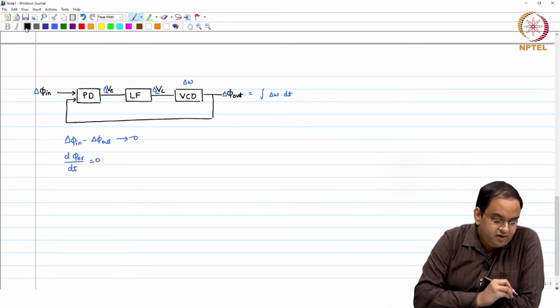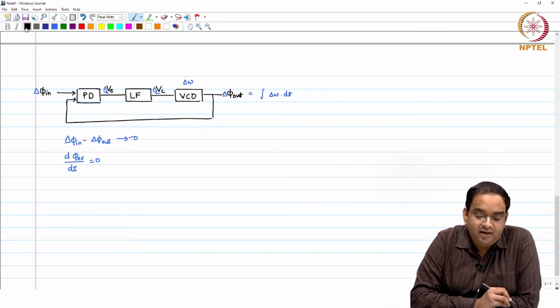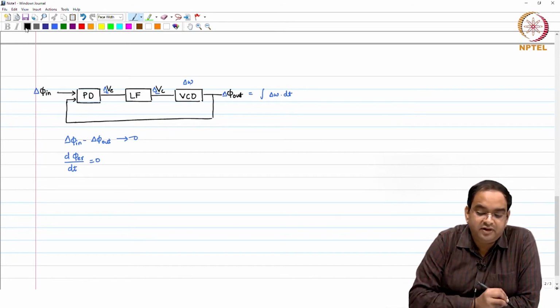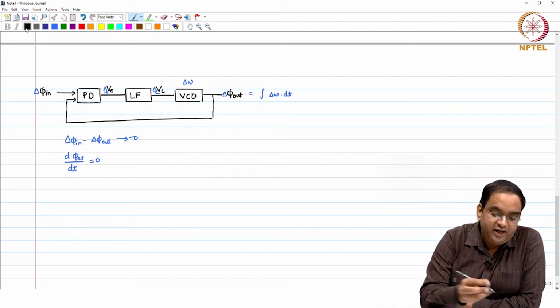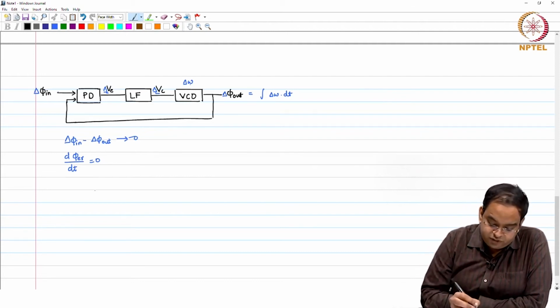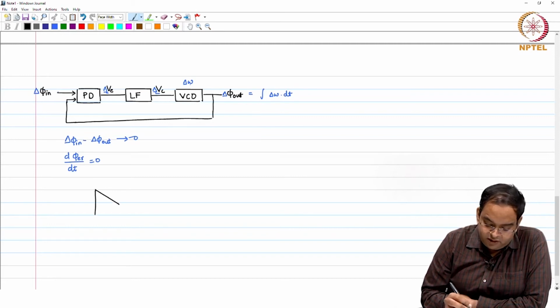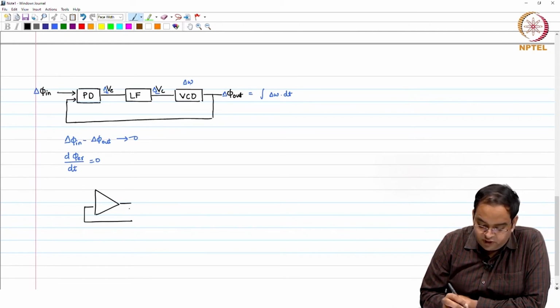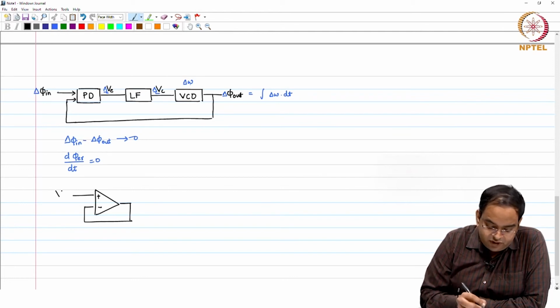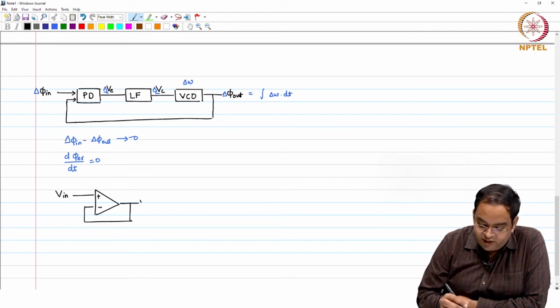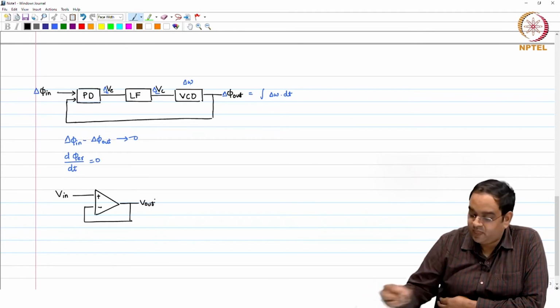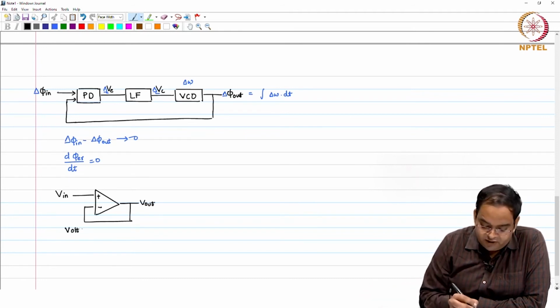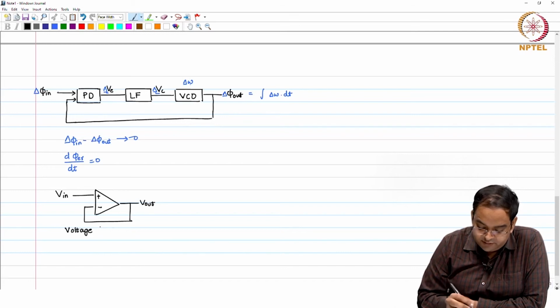If you look at this PLL block which we have seen, it seems to operate in a similar manner to a voltage follower or a buffer. For example, you are used to seeing a simple voltage buffer. This is a regular voltage buffer which you have used, where you have an input voltage and an output voltage. So, this is a voltage buffer, or a voltage follower.